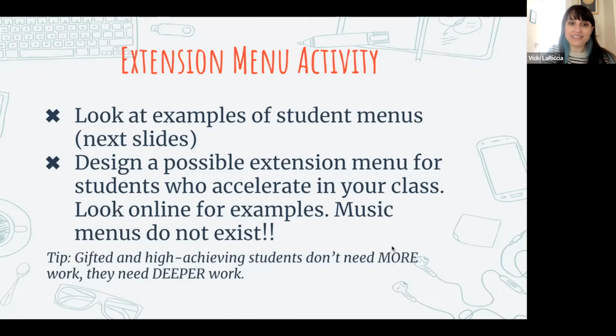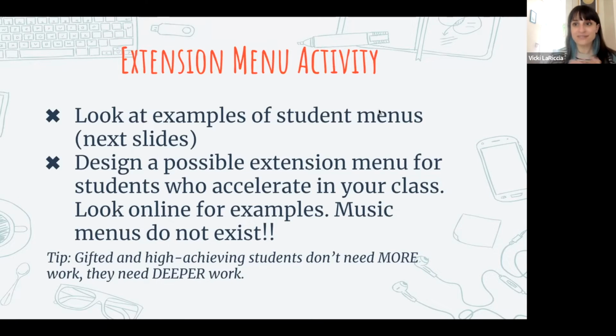And I also have here that music menus do not exist on the internet. There's a lot of them for other content areas, but not for music, which is interesting. This might not apply to private lessons because if you're teaching a student individually, you're going at the pace that works for them and you're individually tailoring the lesson to that one specific student. But I mean, you could still have it as an option as part of your routine or your schedule for the day.